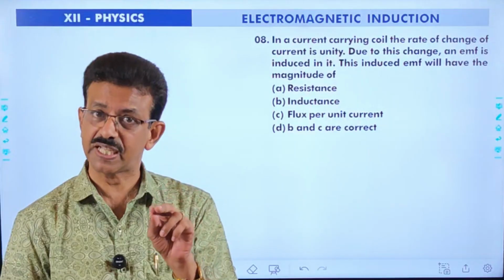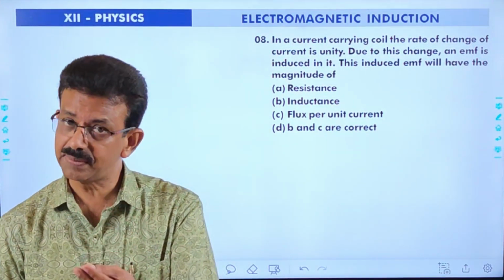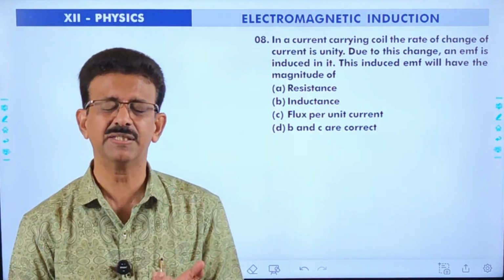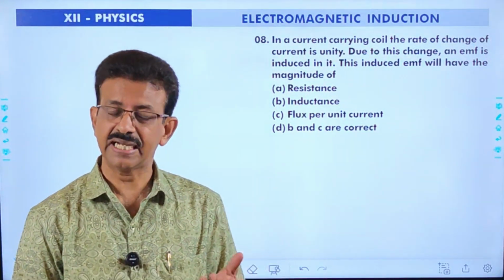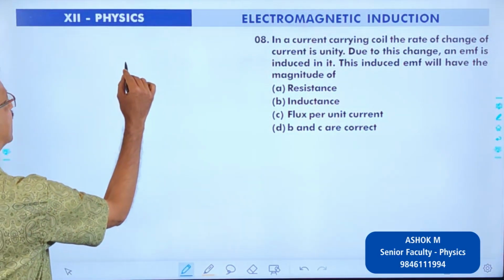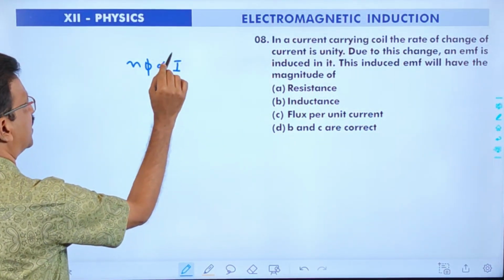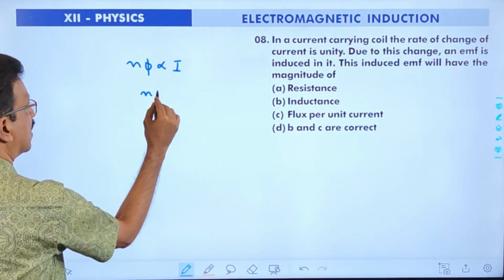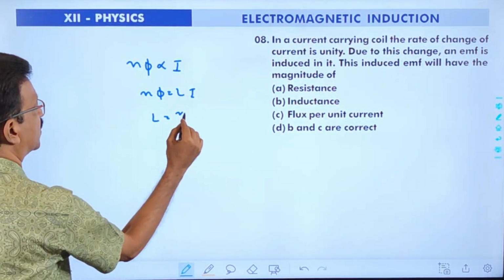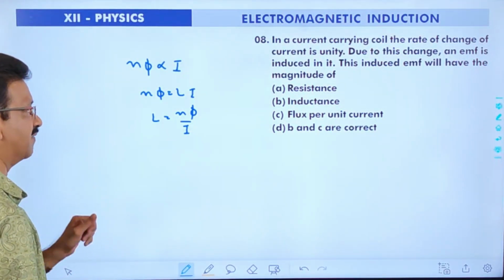If an EMF is induced because of the flux change caused by the current in the same circuit, that phenomenon can be referred to as self-induction. In such a case, the total flux linked with the circuit will be proportional to the current flowing through the same circuit, or Nφ equal to Li, or L equal to Nφ by I. First, the definition of self-inductance.